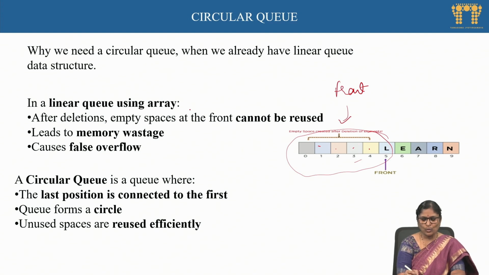In a linear queue, after deletions, empty spaces at the front cannot be reused. So it leads to what? The wastage of memory and also causes a false overflow.